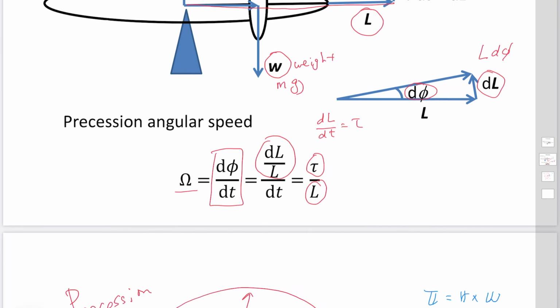I explained the gyroscope and its precession. We can apply the same equation when you consider the precession of the Earth, our Earth's spinning motion around the spinning axis. This spinning axis precesses due to the gravity from the sun.